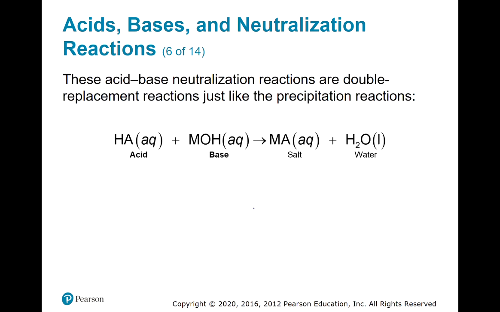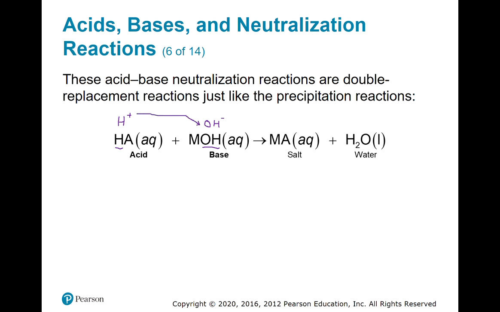So, like precipitation reactions where we were doing a double replacement process where we essentially swapped the pairing of ions in two different ionic compounds, acid-base neutralizations are kind of like this as well, except the result of the ion pair swapping gives you a salt and water, and specifically the H+ is from the acid and the OH- anion is from the base.